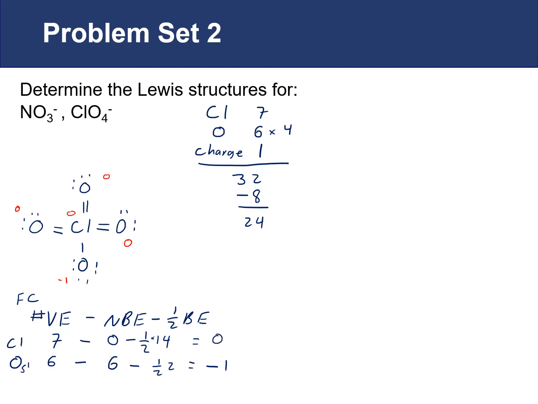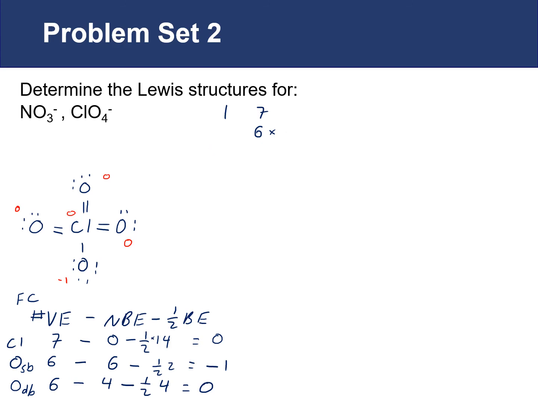Our single bonded oxygen is still the same, but we now have an oxygen that has a double bond. The oxygen with a double bond, each one of them has 6 valence electrons minus the non-bonding electrons, each one has 4, minus 1/2 of the number of bonding electrons. Each one of those has a double bond for a total of 4 bonding electrons. So 6 minus 4 minus 1/2 of 4 would be 0. When we were doing this structure, we selected the 3 oxygens that would get the double bond. But we could have selected the oxygen on the bottom to have a double bond. This tells us that we're going to have resonance structures.